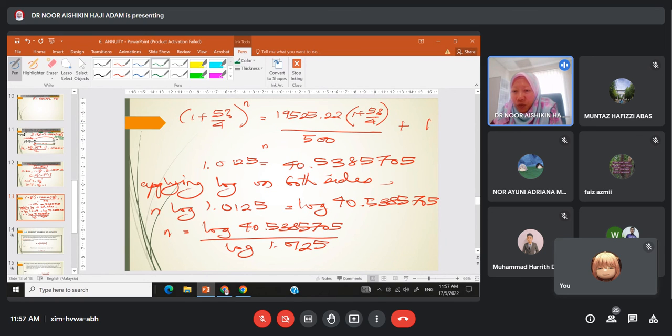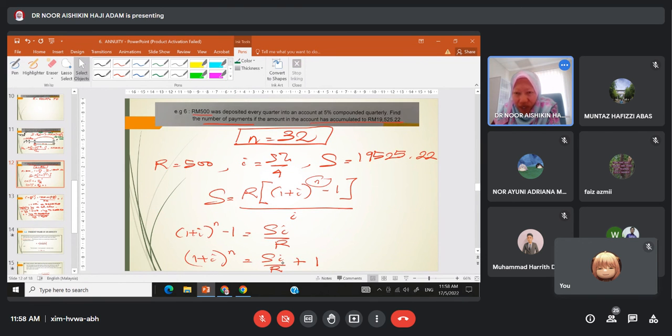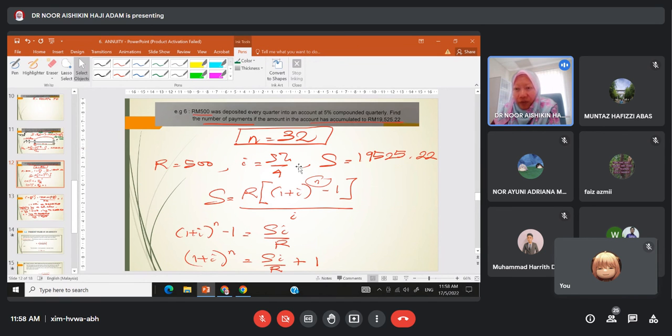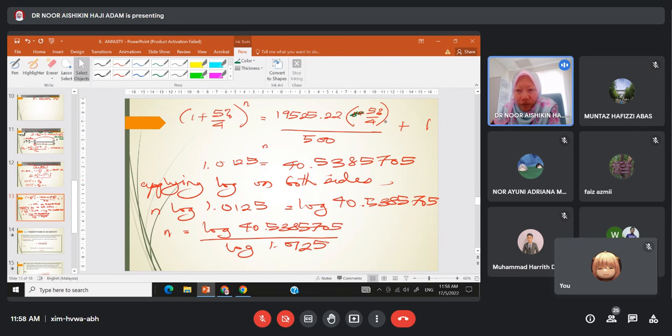Saya silap kat sini kelas. Saya ambil I sebagai 1 plus 5% over 4. It should be 5% over 4 je kan? I is 5% over 4. Ini 1 plus I. So S times I over R, R is 500, and then plus 1. Ya, plus 1. So silap ni kat situ. 5% over 4, 0.0125. Jom kita kira balik, tak puas hati.